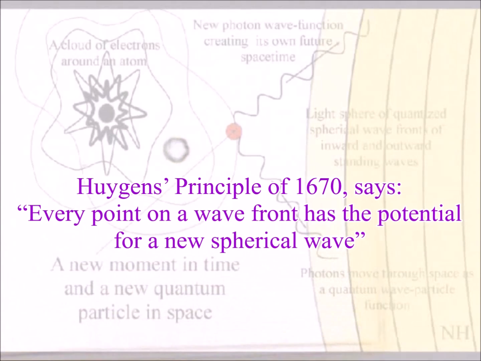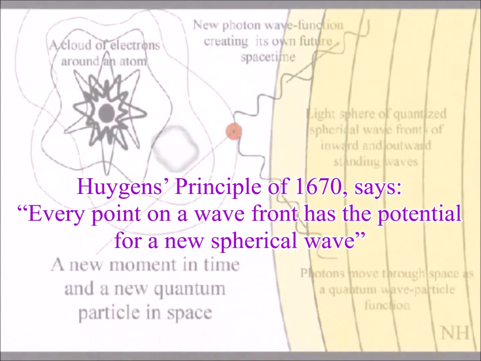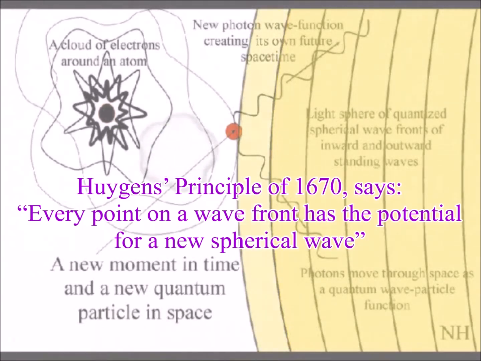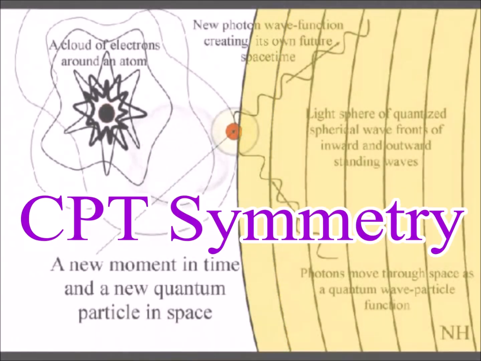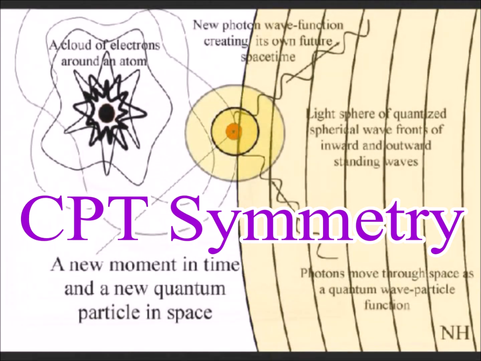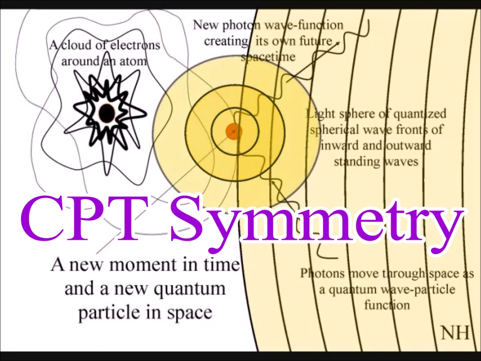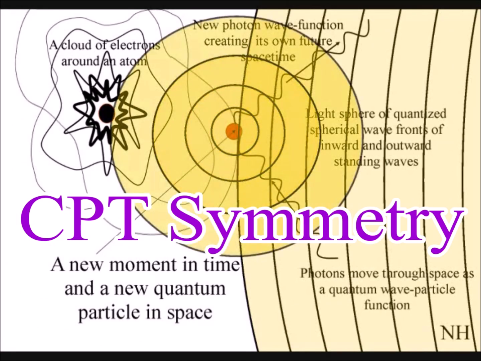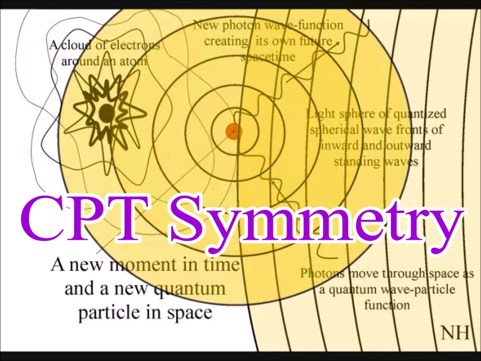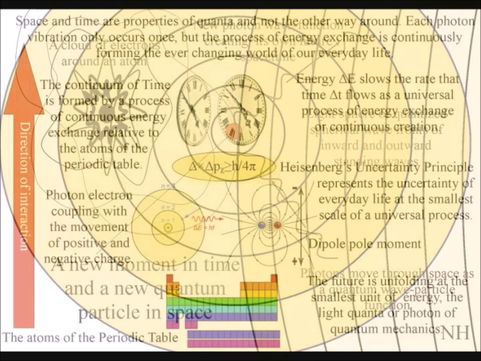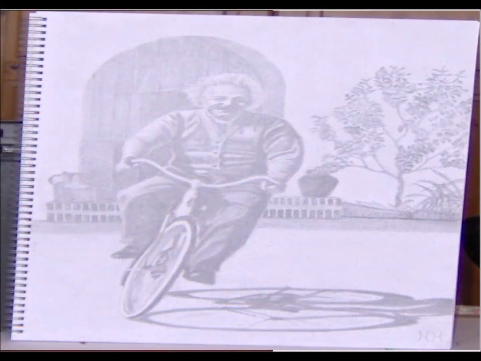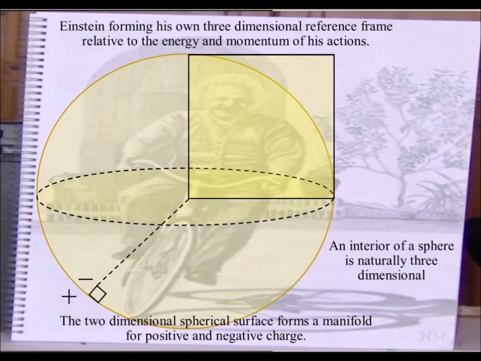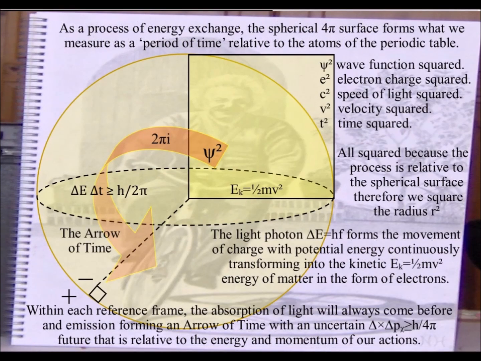When the surface of the light sphere encounters the electron probability cloud of another atom, we have the absorption and emission of light. This process of energy exchange forms a photon-electron coupling or dipole moment. At that moment in time, we have mirror symmetry between matter and antimatter in the form of charge, parity, and time. In this theory, the universe is a continuum, with a probabilistic future unfolding with each photon-electron coupling, forming the emission of a new spherical wave of probability.